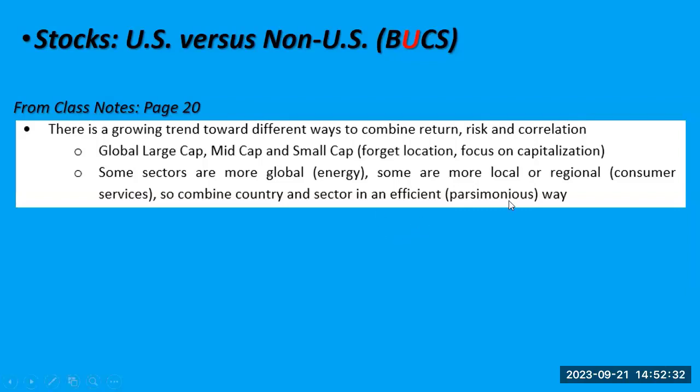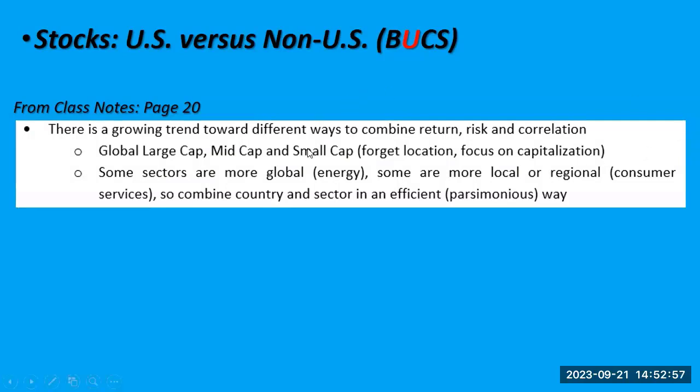What do you want to be? You want to be parsimonious. You want to find a combination, a way of looking at the world that explains a lot of what's going on in the world. So this is one area where people are experimenting, but most are still keeping it developed and emerging. If you go to the Vanguard, it's just going to be developed and emerging. They may have an international large cap, small cap, but it's unlikely.